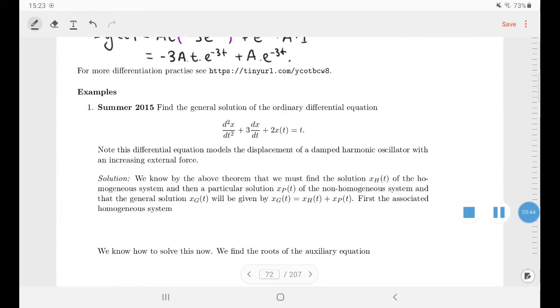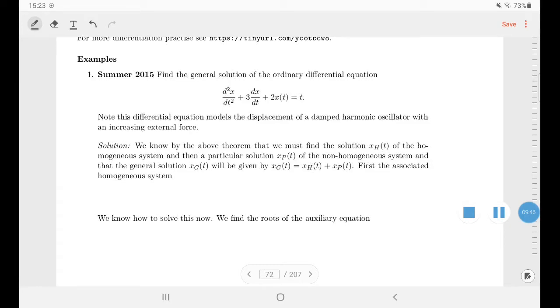Now these will take a while, okay? They're not particularly easy. So find the general solution of the ordinary differential equation. So you've got a differential equation, it's a damped harmonic oscillator, and you've got an increasing external force.